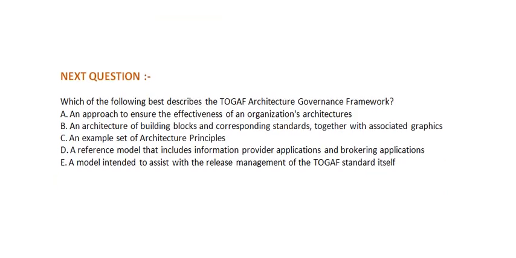Next question is, which of the following best describes the TOGAF architecture governance framework? Option A, an approach to ensure the effectiveness of an organization's architectures. Option B, an architecture of building blocks and corresponding standards together with associated graphics. Option C, an example set of architecture principles. Option D, a reference model that includes information provider applications and brokering applications. And option E, a model intended to assist with the release management of the TOGAF standard itself. The correct answer is option A.